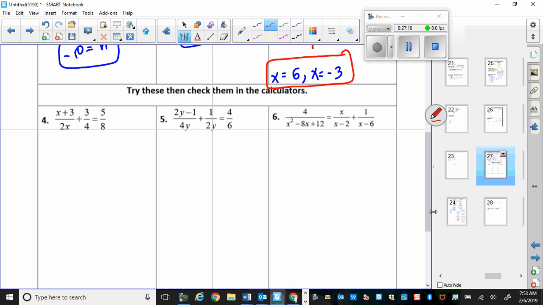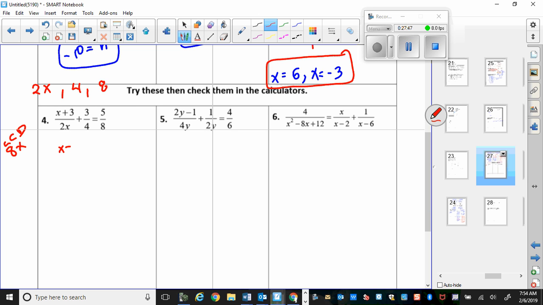But I'm just going to go through these. So I need common denominators. I have 2x, I have 4, and I have 8, right? So I know I need an x in all those denominators. So my lowest common denominator is going to include x, and my lowest common denominator is 8x. So I need to figure out how to get each denominator to be 8x. What do I need to multiply on each denominator to get 8x?